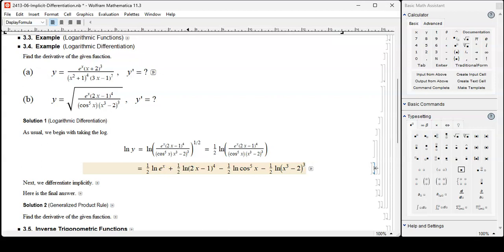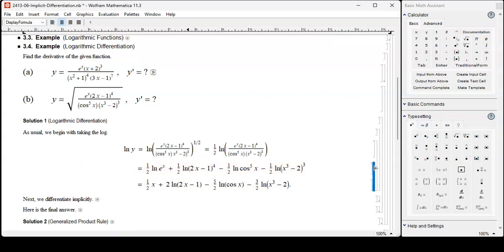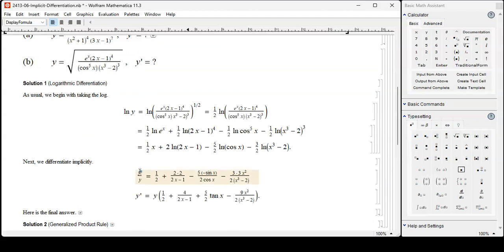Okay, now simplify. Bring down all those powers. All the powers down to the coefficient, and then simplify this log and exponential. We are ready. We can take the derivative of this. Take the derivative implicitly. As usual, we have y prime over y. Or you can rewrite like this. Take the derivative implicitly. 1 over y times y prime. And then, as usual, you're looking for y prime. That's what you do for implicit differentiation.